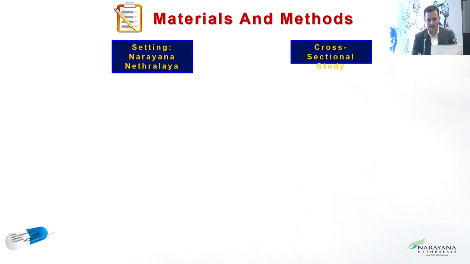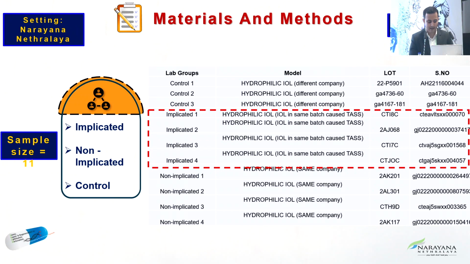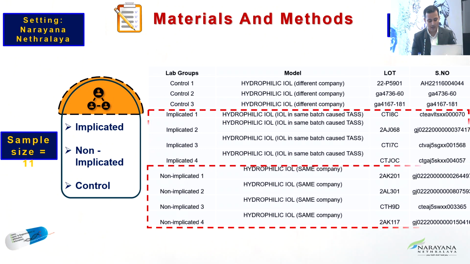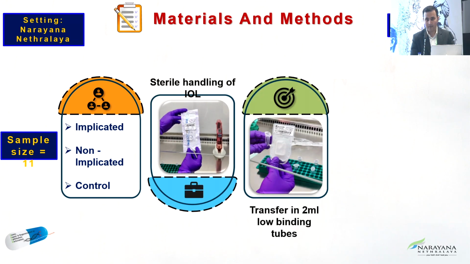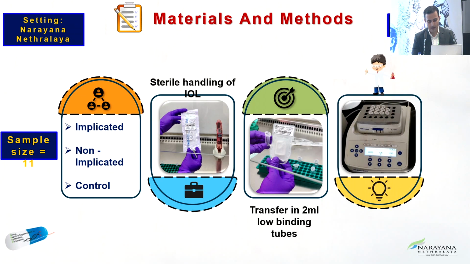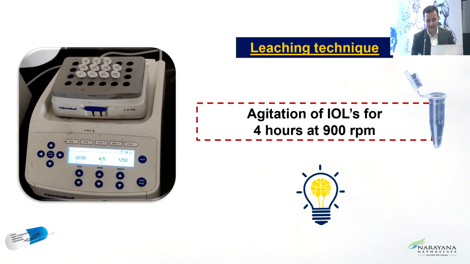So we at Narayan Nethralaya did a cross-sectional study where we took 11 IOLs and divided them into 3 groups. The implicated IOLs consisted of hydrophilic IOLs from the same batch which had previously caused TASS. The non-implicated ones were from the same company and the same models, but they had not caused TASS. So we handled them in a sterile manner and transferred them along with the packaging fluid of the blister pack into 2 ml low binding tubes. So herein lay the novelty of our study, where we used leaching techniques, that is agitation of the IOLs for 4 hours at 900 RPM.